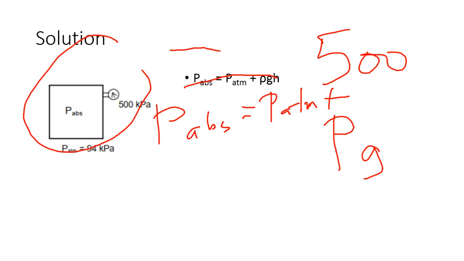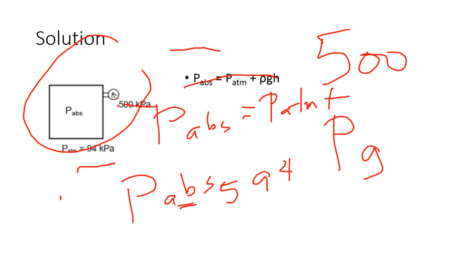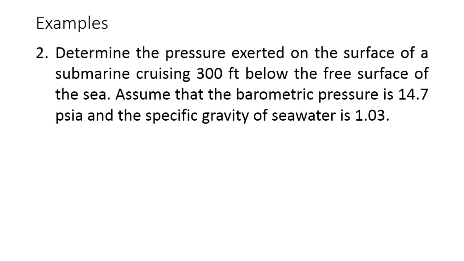So we are told that the reading is 500 kilopascal, and we are told that the atmospheric pressure at that point is 94 kilopascal. So the absolute pressure inside the tank would be 594 kilopascal. We also have another example here, but you can look at it. It's very simple, and you can work on it on your own. The only difference is that the unit that we're using here is the English unit.